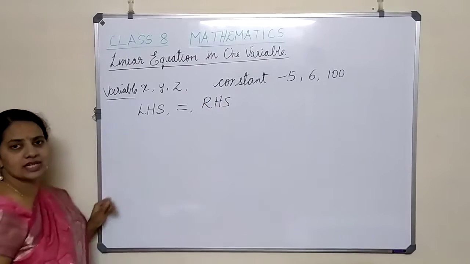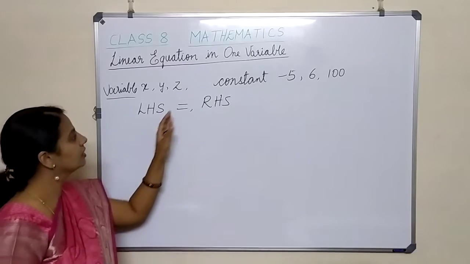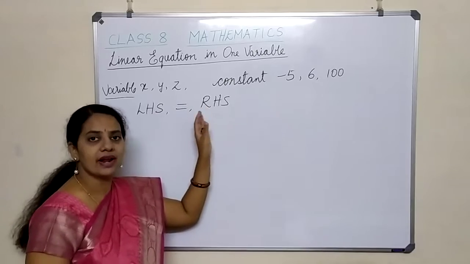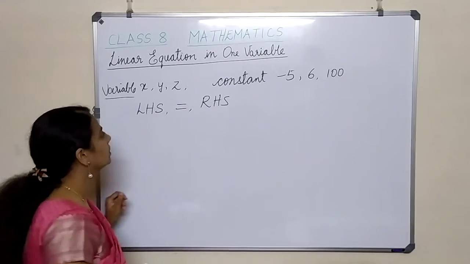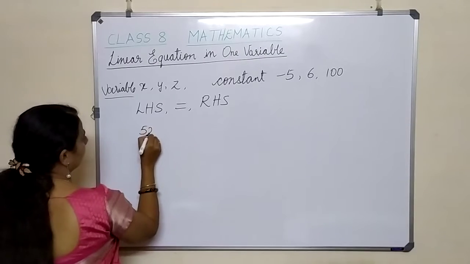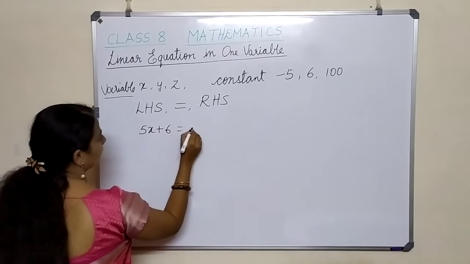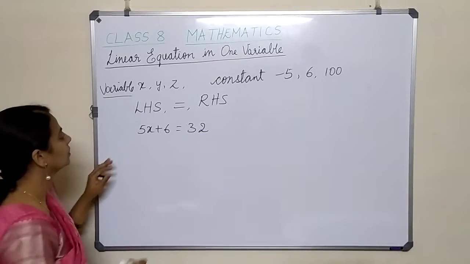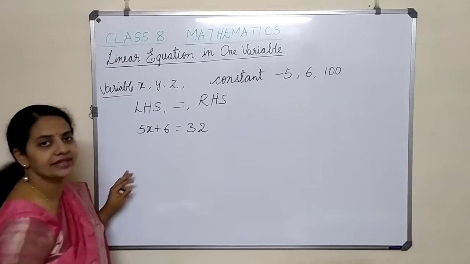So what do you mean by LHS? LHS is your left hand side expression, and then equals to sign you all know, and then RHS is right hand side expression. So for example, 5x plus 6 gives you 32. So this is a linear equation.